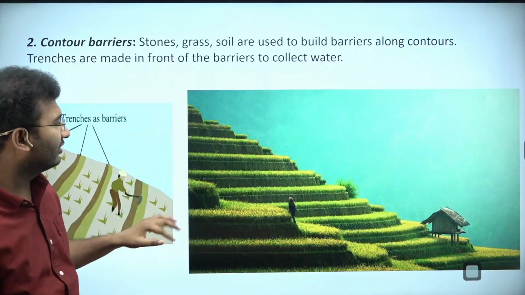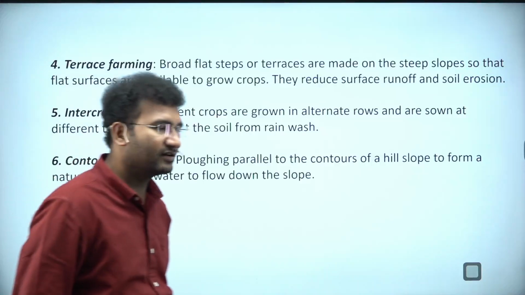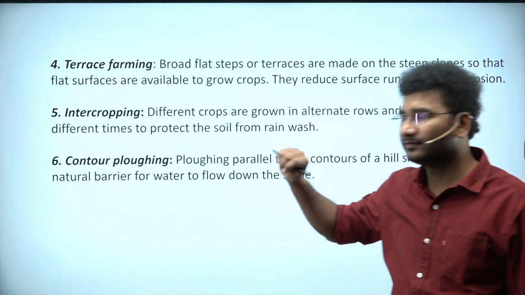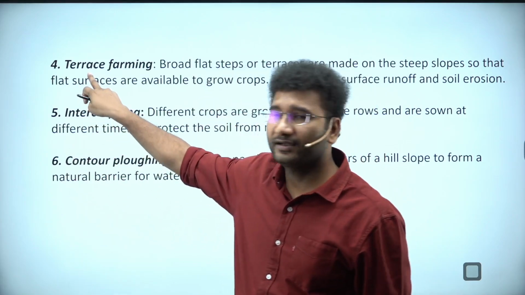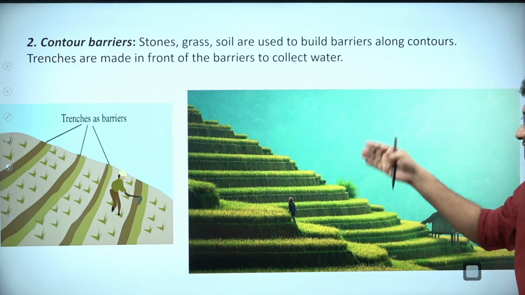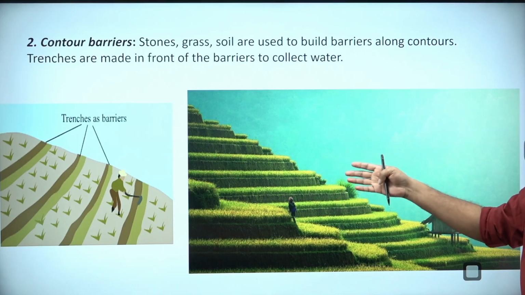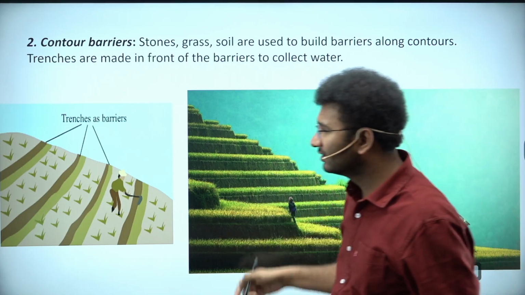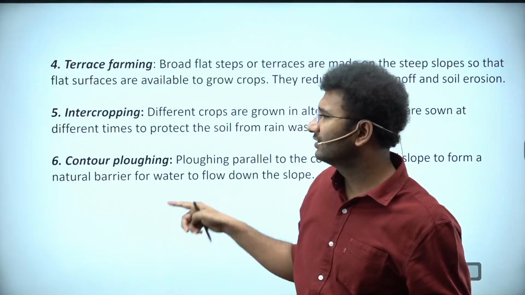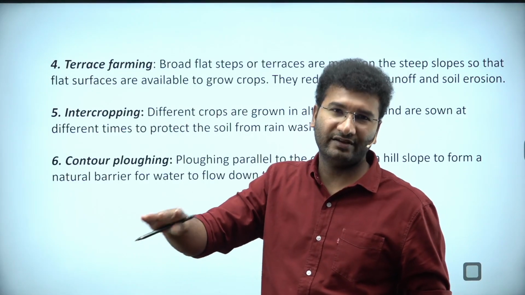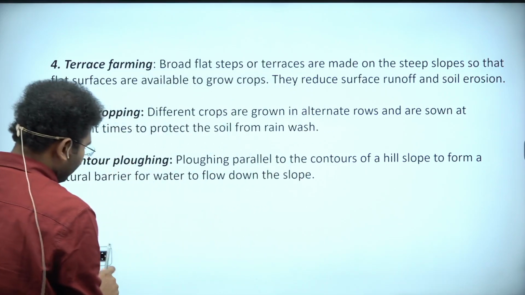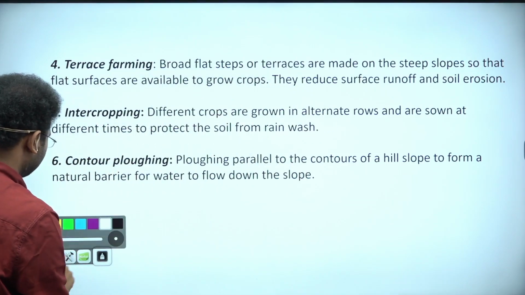The next component of your soil conservation mechanisms can be terrace farming. Terrace farming matlab, dekho, in this particular area, it is the same, whatever you do in the form of terrace. This is also called contour barriers. You put the barriers here in the form of rocks or any other substances. But terrace farming is, you farm over a plain area, even in the mountains, by converting the mountain into a terrace like this. Same thing.